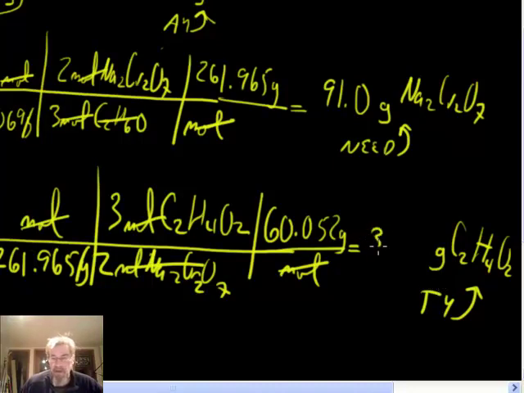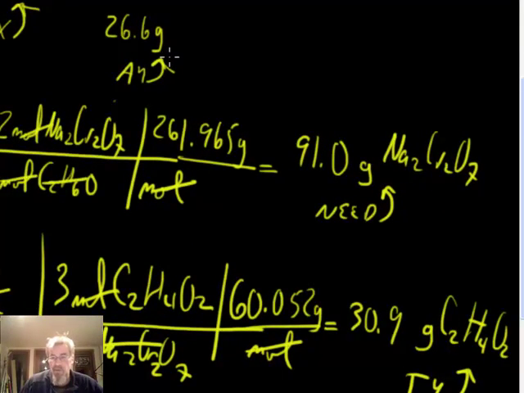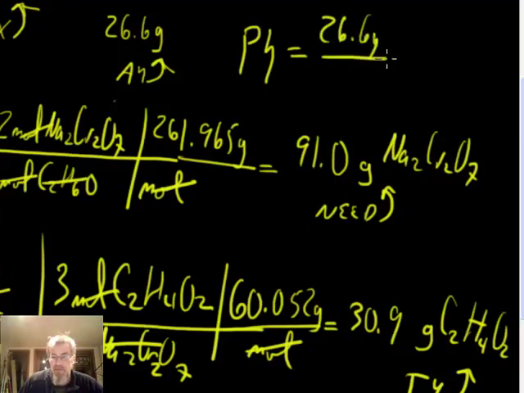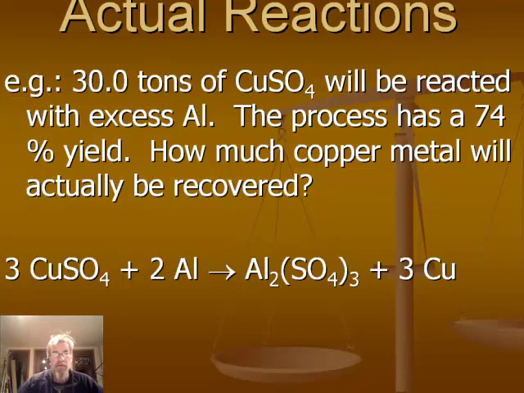To 3 significant figures, my answer is 30.9 grams. Well, that's my theoretical yield. My actual yield, it says, was 26.6. So what's my percent yield? Well, I can calculate that right in here. 26.6 grams divided by 30.9 grams expressed as a percent is going to give me 86.1%.